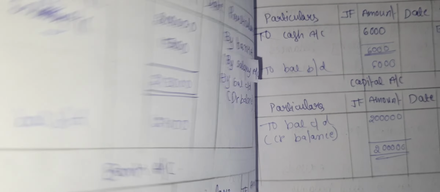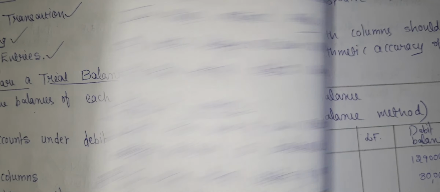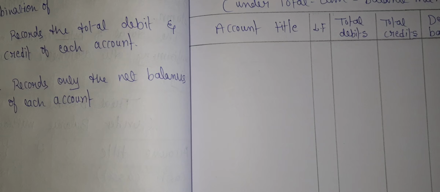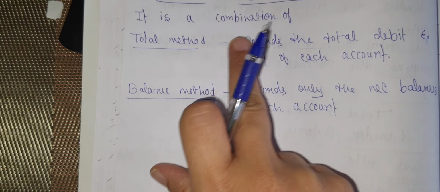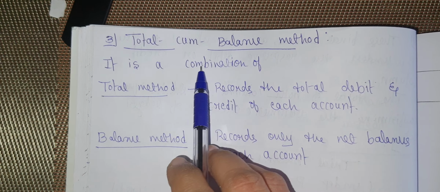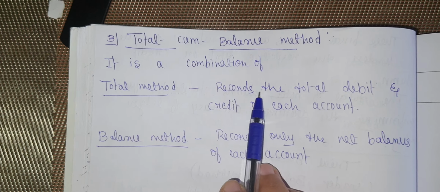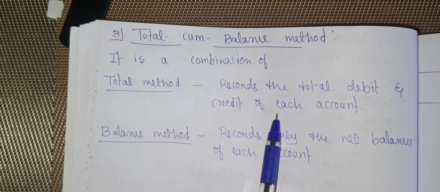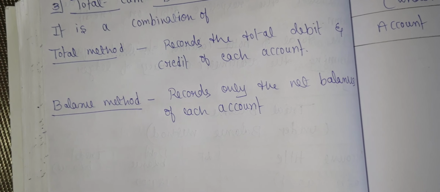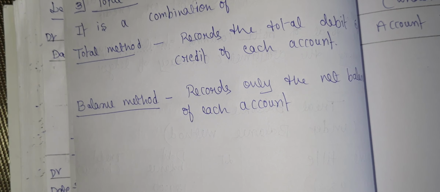Now let's move to the third one, that is total cum balance method. See the name, total cum balance. It is a combination of total method and balance method. Total method means what? Records only total debit and credit of each account. And balance method, here we will record only the net balances, that is, the closing balance of each account.